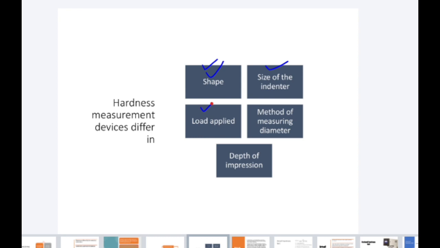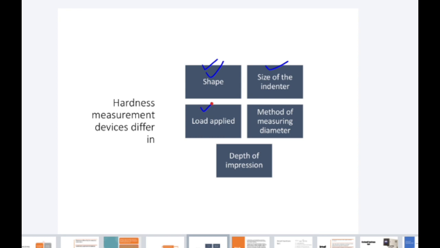So let's say you have the same material and you apply 1 Newton force on it, you will have one hardness value. But if you apply 100 Newton on the same material, the dent will be more, and then you will have a different hardness value, right? You have to keep this in mind: whatever value of hardness you want to find, you have to write that this value was found at this much force. If you don't write the force, then this is insufficient data.